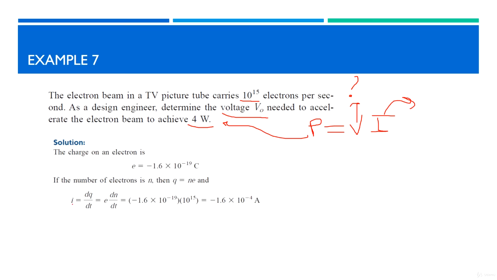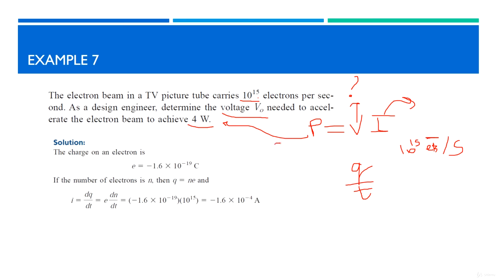As you know, the current is equal to dq over dt, or the variation of the q with respect to time, or we can say it is q over t, the total charge over time. Here we have 10 power 15 electrons per second. Electrons, we can here put negative, per second. So we have number of electrons over the time, which is second. Now we need to find the q.